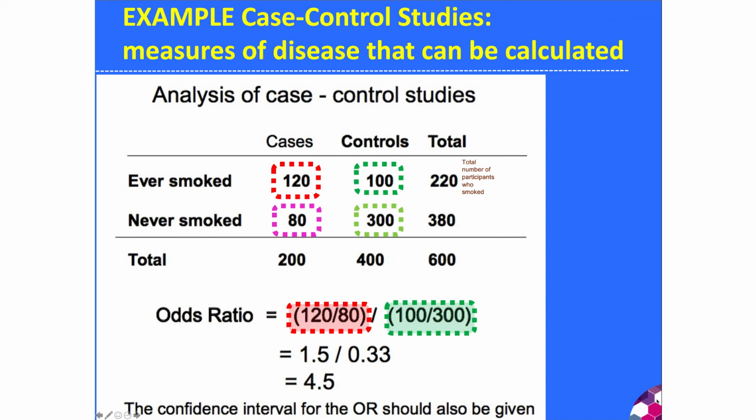As you can see, we have 220 participants in our study, cases and controls, who smoked, and 380 participants, cases and controls, who never smoked. We had 200 cases of people with lung cancer, 120 of which smoked, 80 of which did not smoke, and we have 400 controls. None of them have lung cancer, and 100 of them smoked, and 300 did not smoke. And the total number of participants in our case control study is 600.